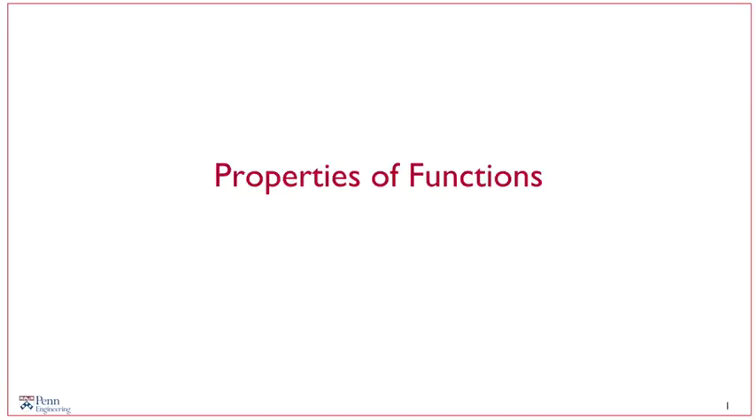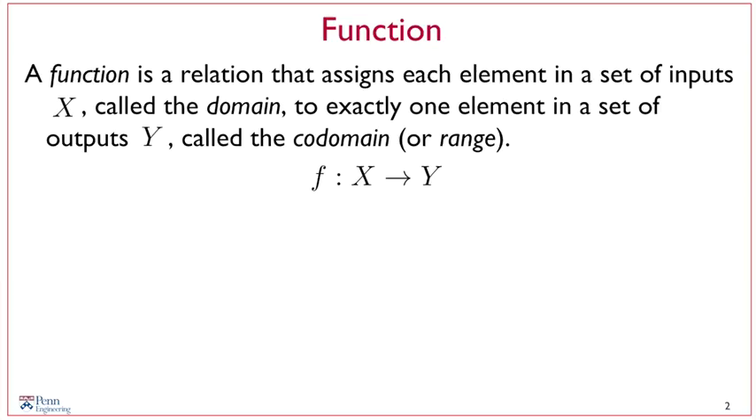In this segment, we'll talk about two important properties of functions, specifically one-to-one and onto. First, let's formally define what a function is. A function is a relation that assigns each element in a set of inputs x, called the domain, to exactly one element in a set of outputs y, called the codomain or the range.